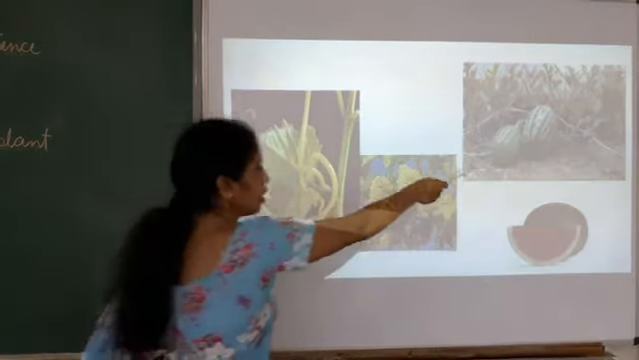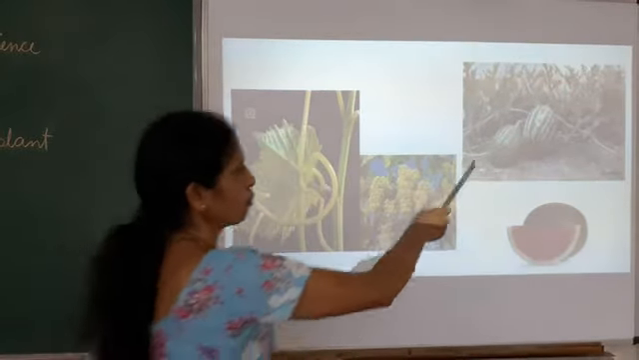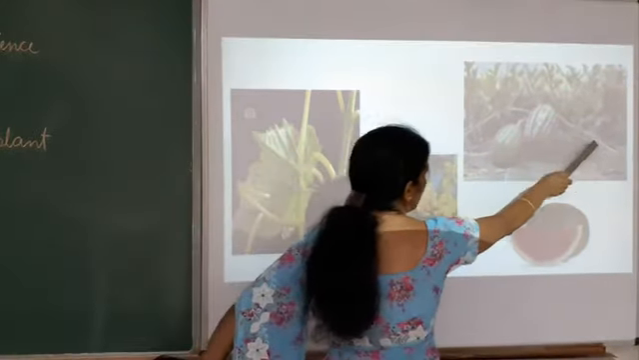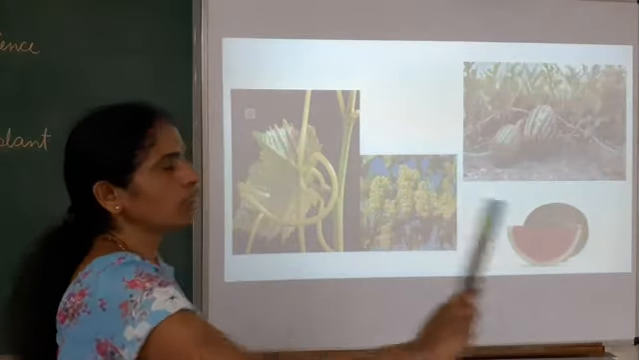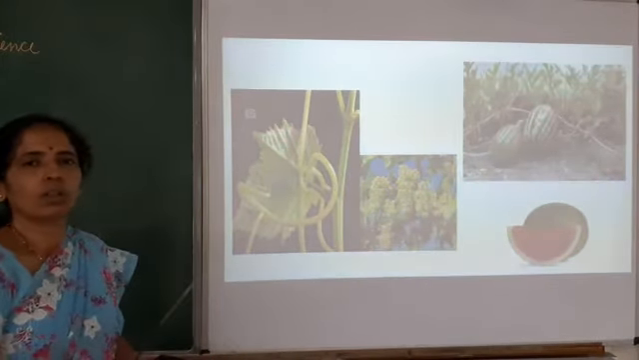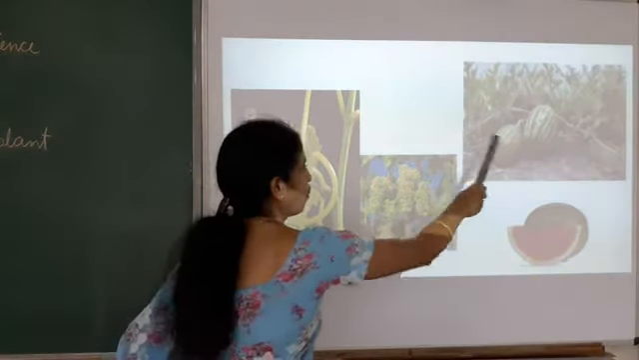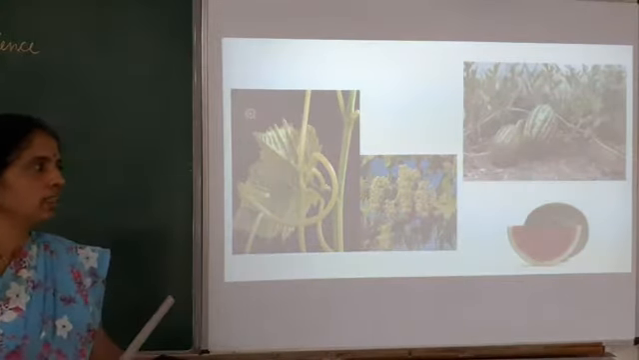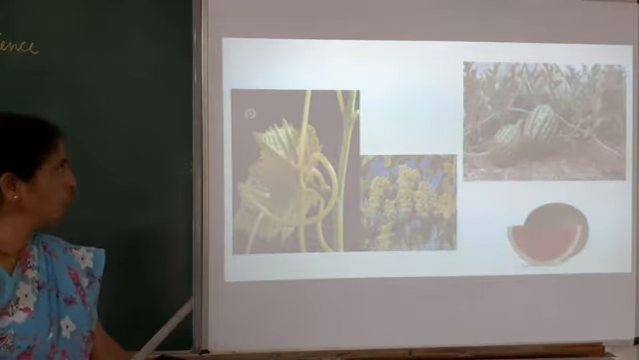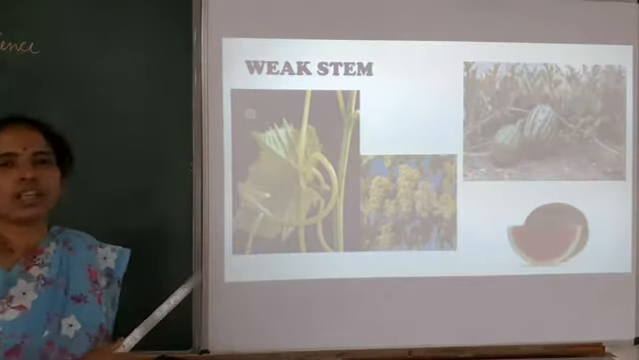So this is the watermelon plant. Okay? Observe the stem here. It just creeps. It just creeps on the ground. So these are weak stems. They cannot stand straight. They need some support. So these are the weak stems.